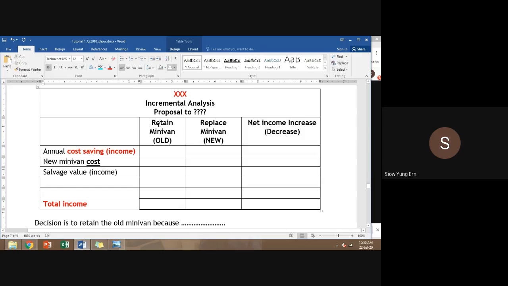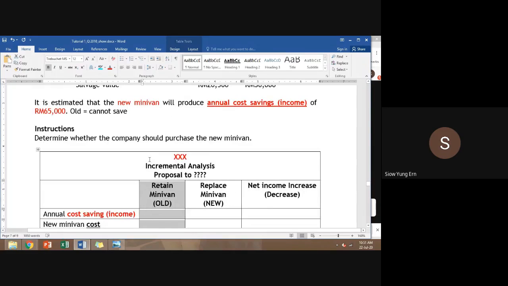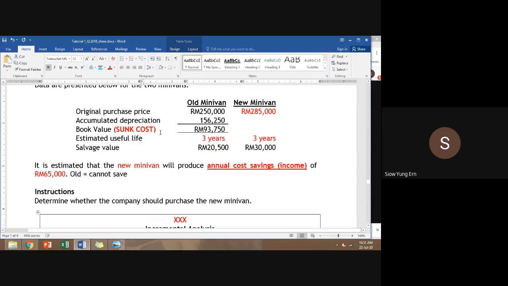Okay, so let's start with old minivan. Old minivan, what is your cost saving? Annual cost saving. Are you able to save anything? 250,000. Is that the purchase price?